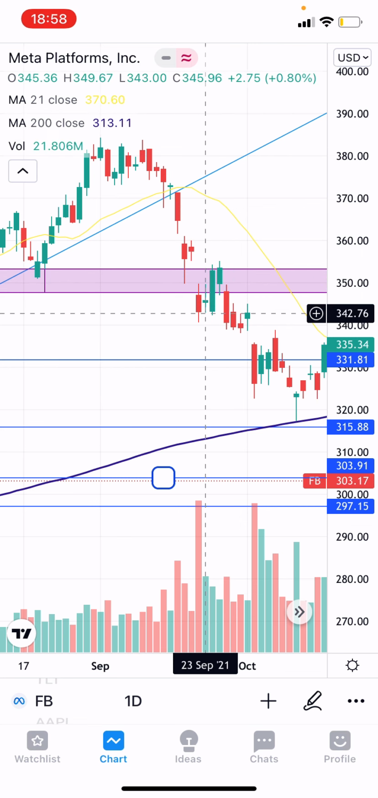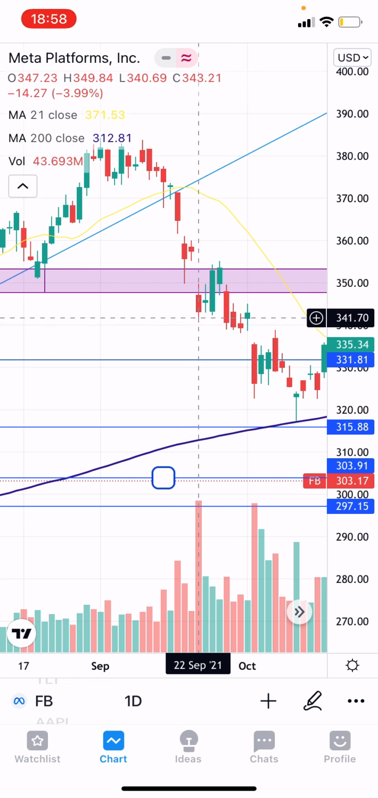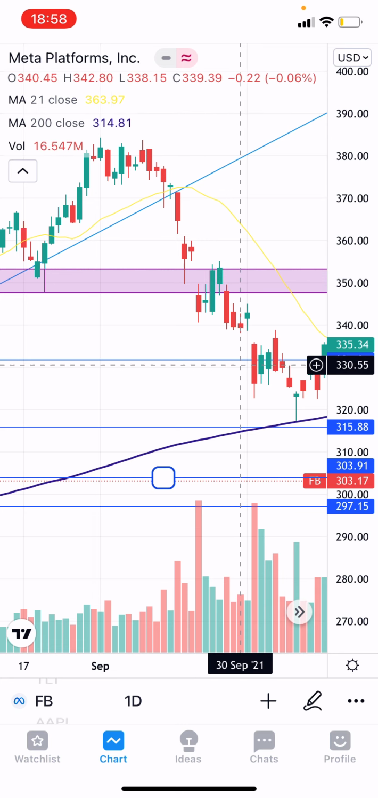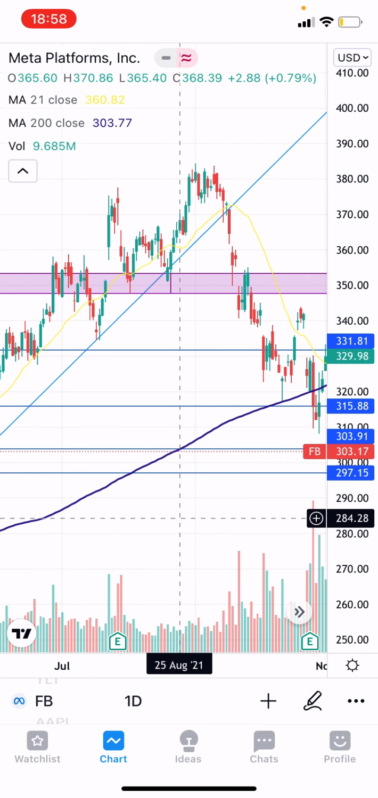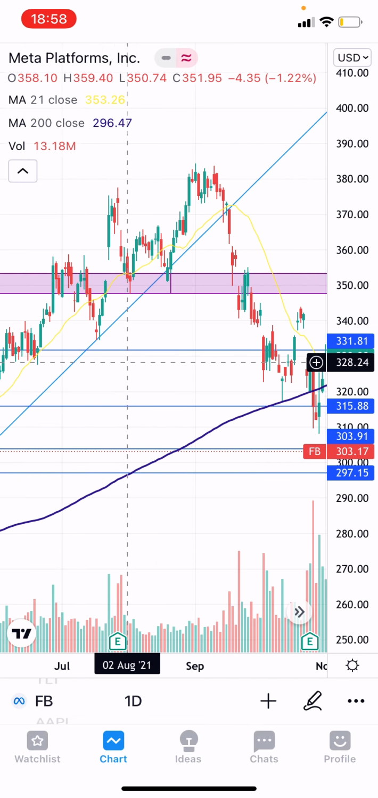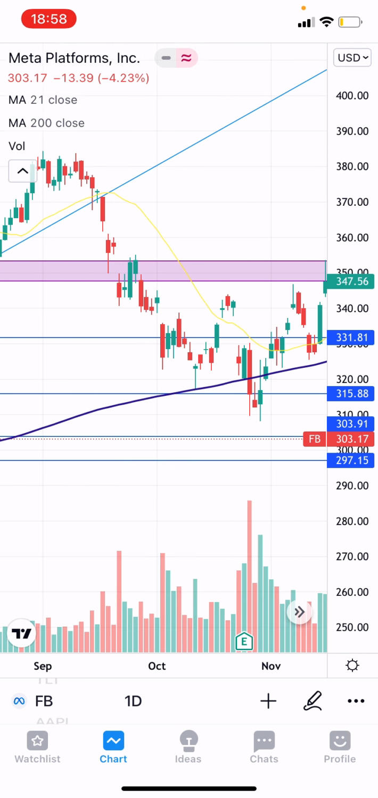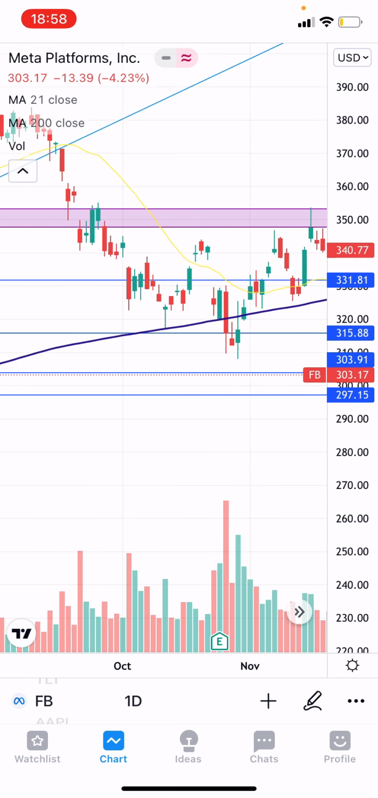So this actually is a good short, right? We broke below that support level and then came back up to test this level again and then traded back down to here. Also, one thing to note is the more times a level gets tested, the less likely it is to hold, right? Okay, so now here's another potential entry for Facebook.